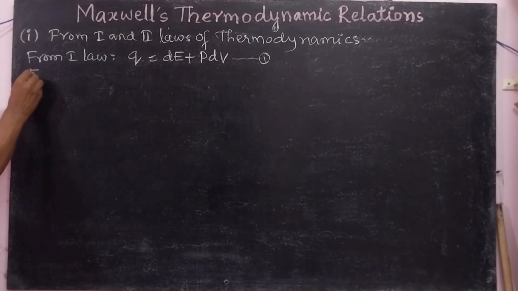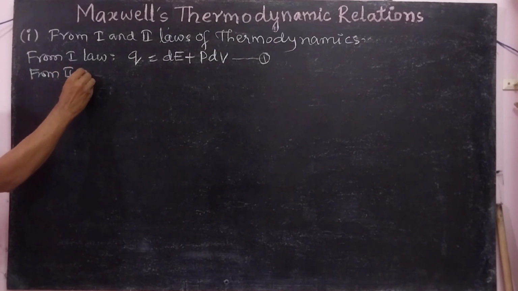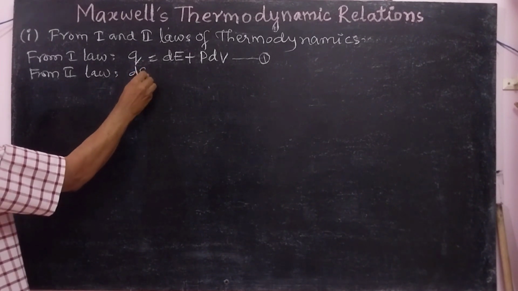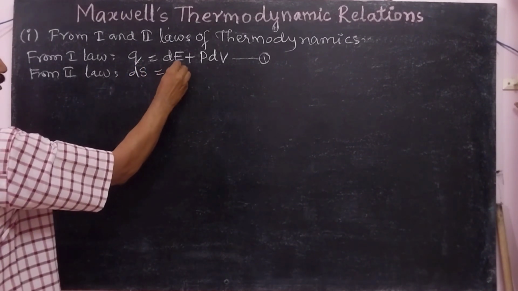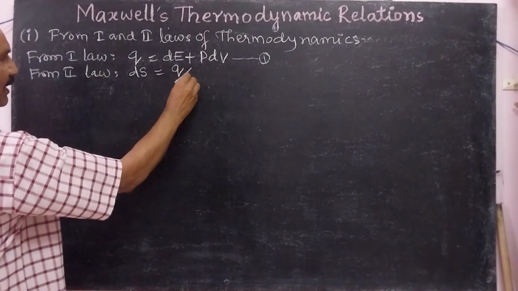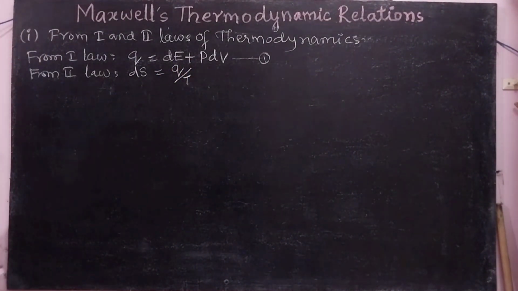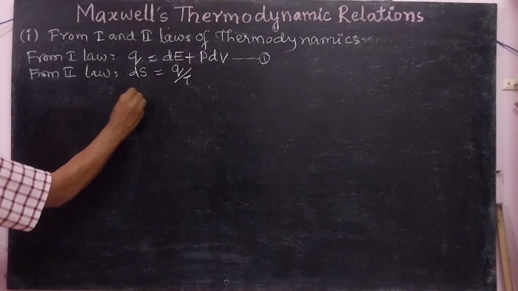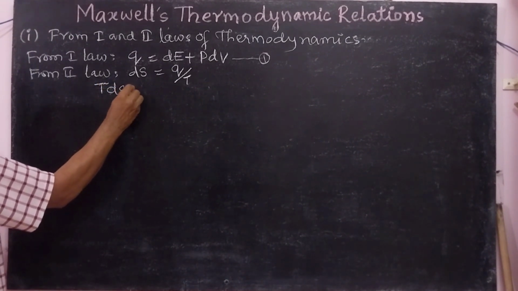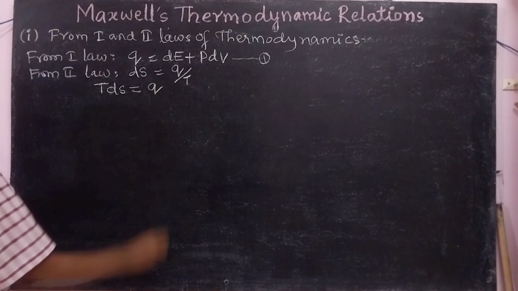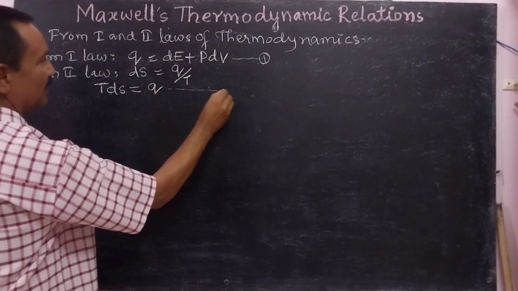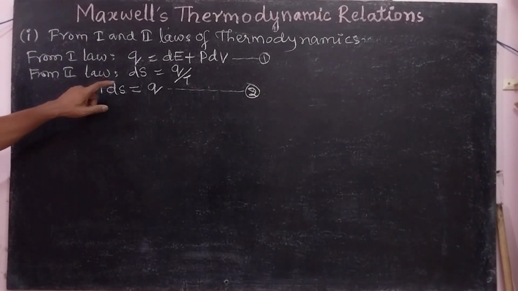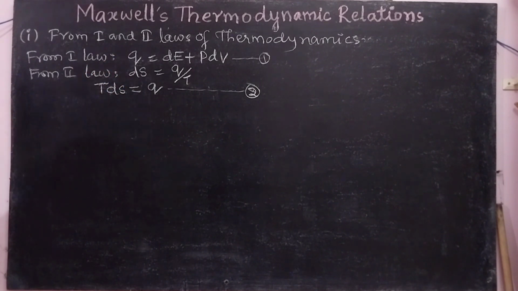From the second law of thermodynamics, the entropy change dS is equal to the heat given to a system, Q, divided by T. On rearranging this, we get T dS is equal to Q. Suppose this is equation 2. These are the mathematical statements of the first law and second law.